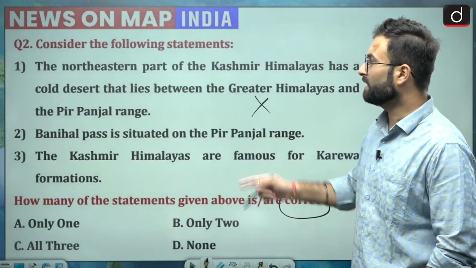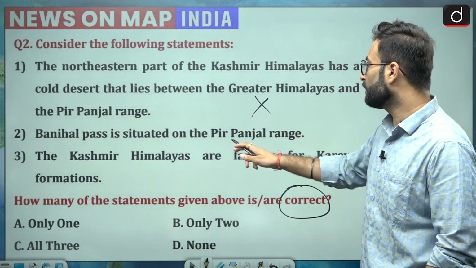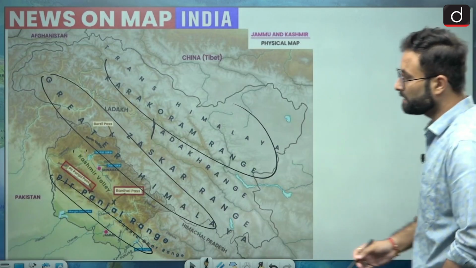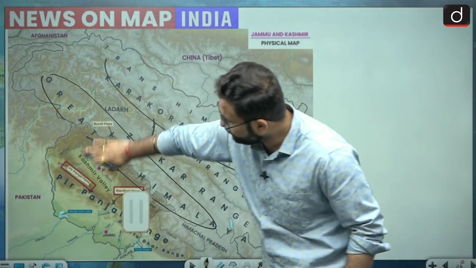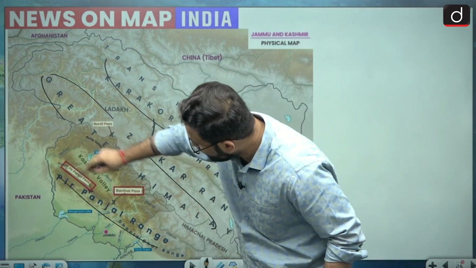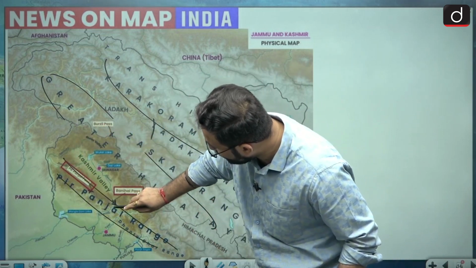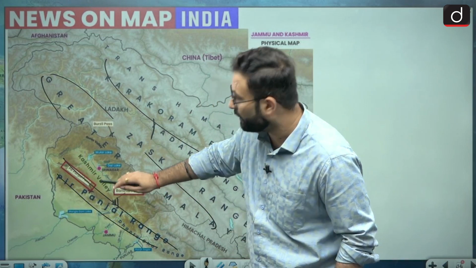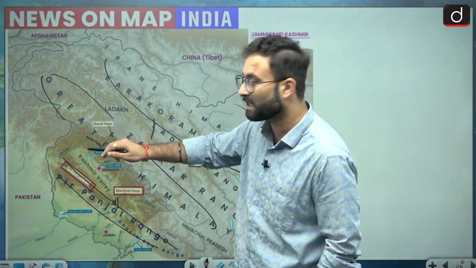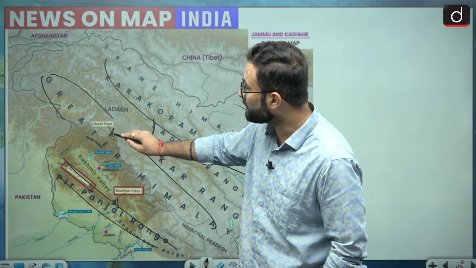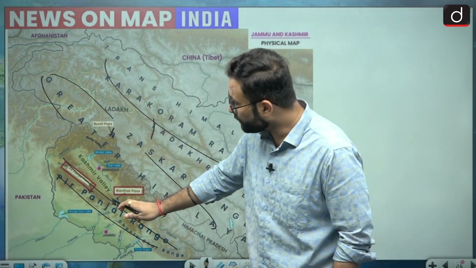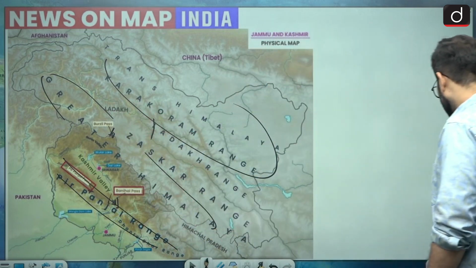Now, Banihal Pass is situated on the Pir Panjal range. Here you can see this is your Pir Panjal range, and here you can say this is your Banihal Pass. Other than that, when we talk about the Burjil Pass, last time we talked about the Burjil Pass, that is in the Greater Himalayas. So that statement is true. Banihal Pass is on the Pir Panjal range.